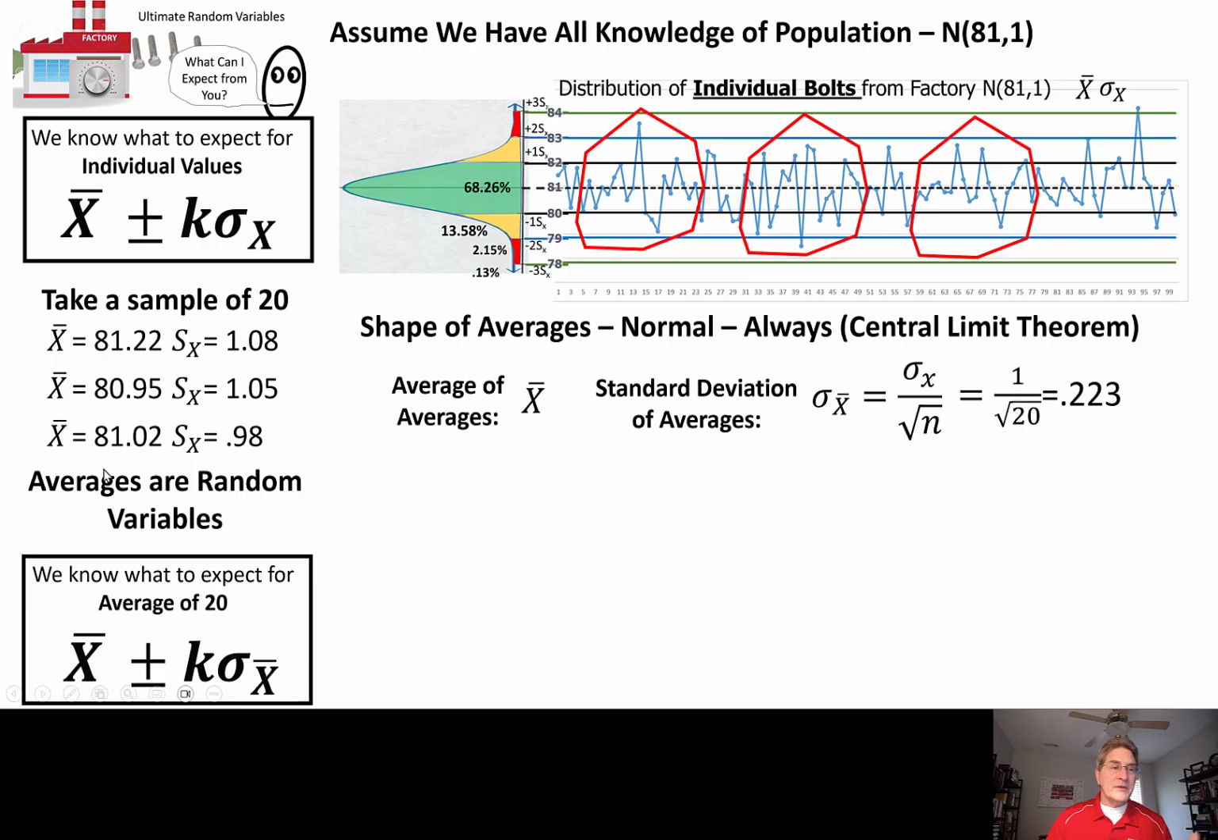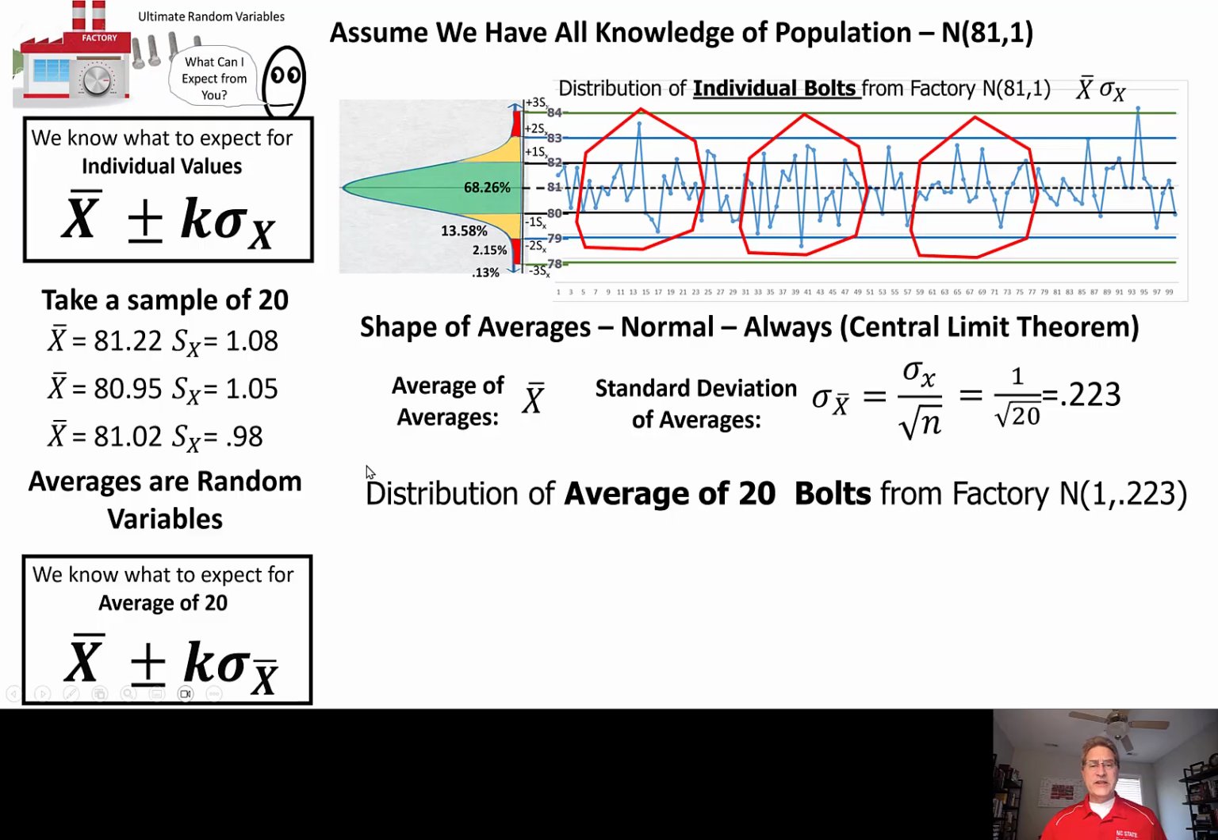These 3, the population average, these 3 are estimates of the population standard deviation, divided by the square root of 20. That's our estimate of the average standard deviation. Pretty cool. So now, the distribution of the average of 20 bolts from our factory, what's it going to look like?